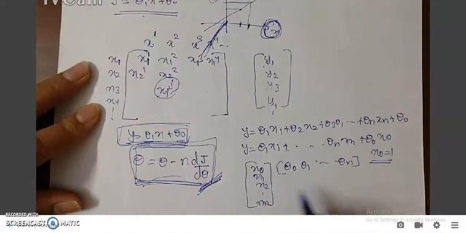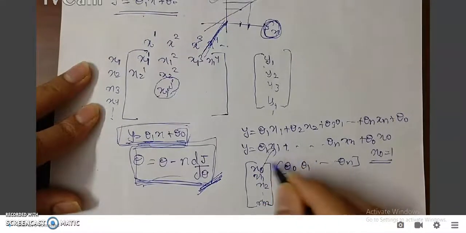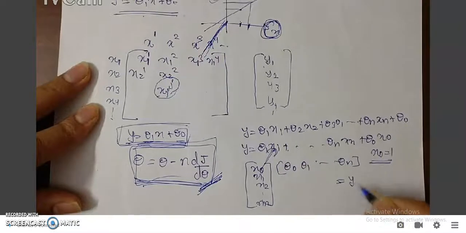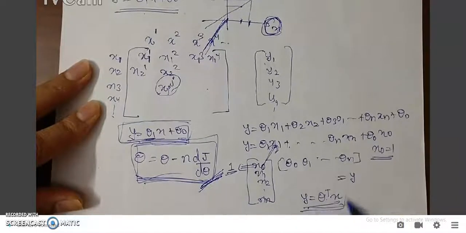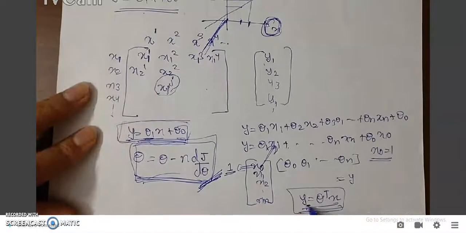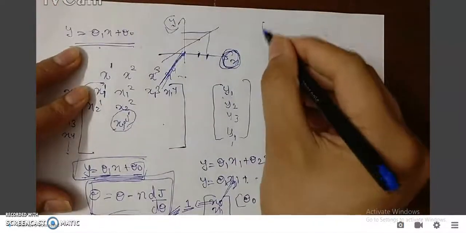So it would be something like, if we multiply it, then it will be similar to this equation. So it will give us y. So y can be said as theta transpose x, right? Here theta naught would be 1, sorry, x naught would be 1 here, right? So here the y prediction value is theta transpose x, right?